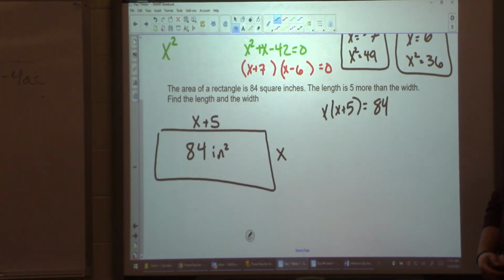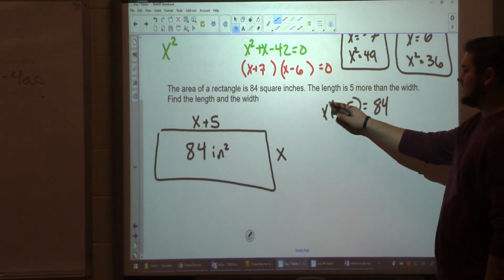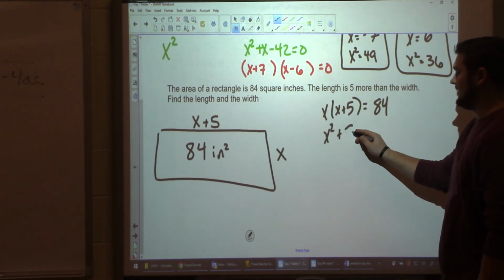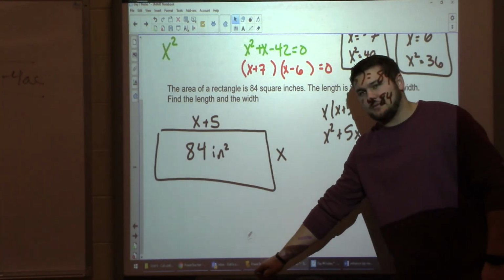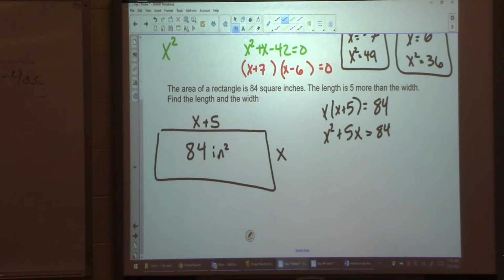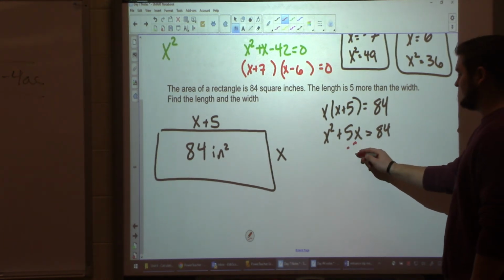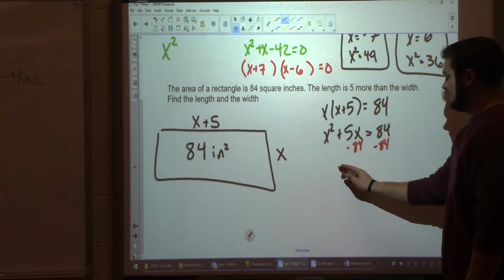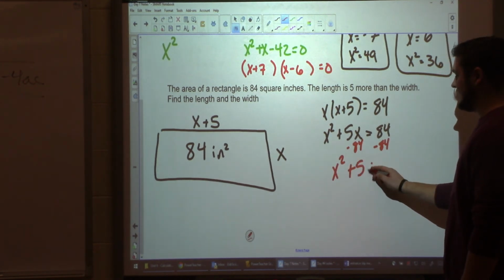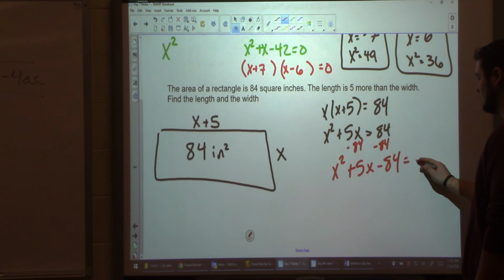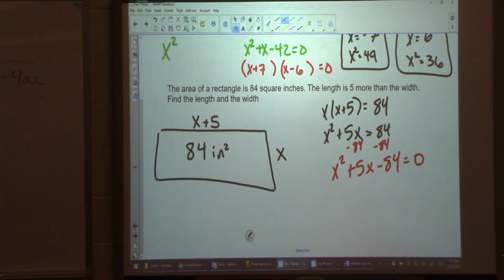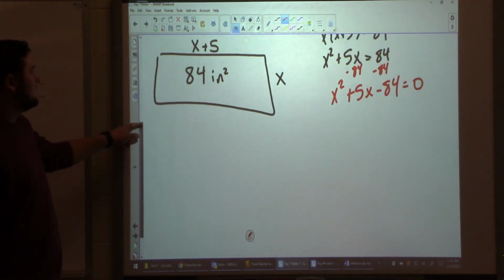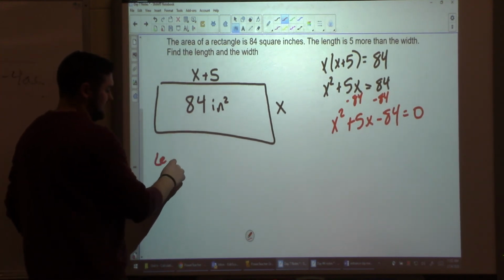Is that absolute? Okay, if I distribute, this is x squared plus 5x equals 84. That looks a lot like the problem we just did, doesn't it? So we should probably subtract 84 from both sides to get one side equal to 0. x squared plus 5x minus 84 equals 0. I want you to solve it from there. Go ahead and solve it on your paper. You need to find the length and the width.